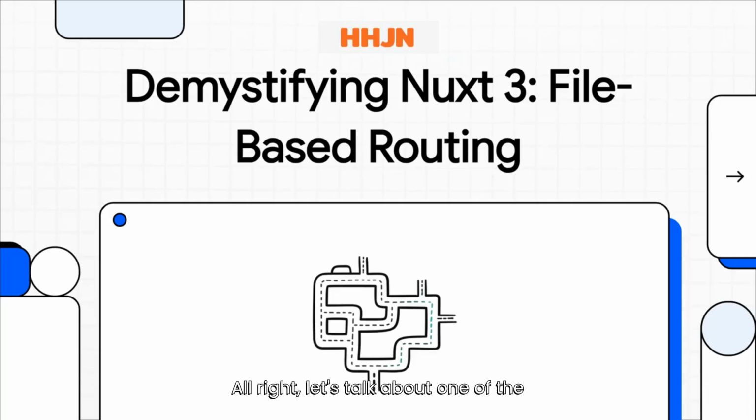All right, let's talk about one of the coolest, most, well, magical things inside Nuxt 3. Its file-based routing system. Seriously, it feels like it reads your mind. But by the time we're done here, you'll see it's not magic at all. It's just a really, really smart idea that's going to change how you build apps.